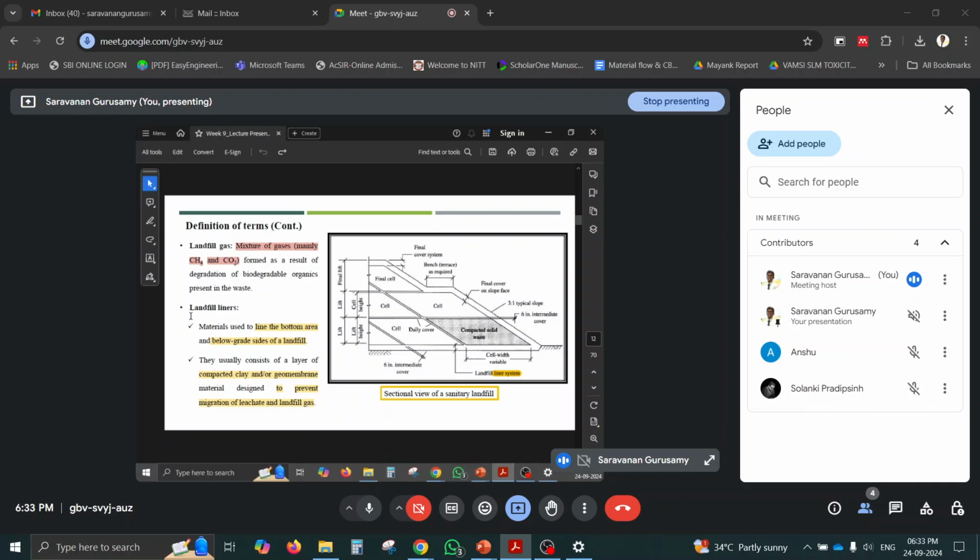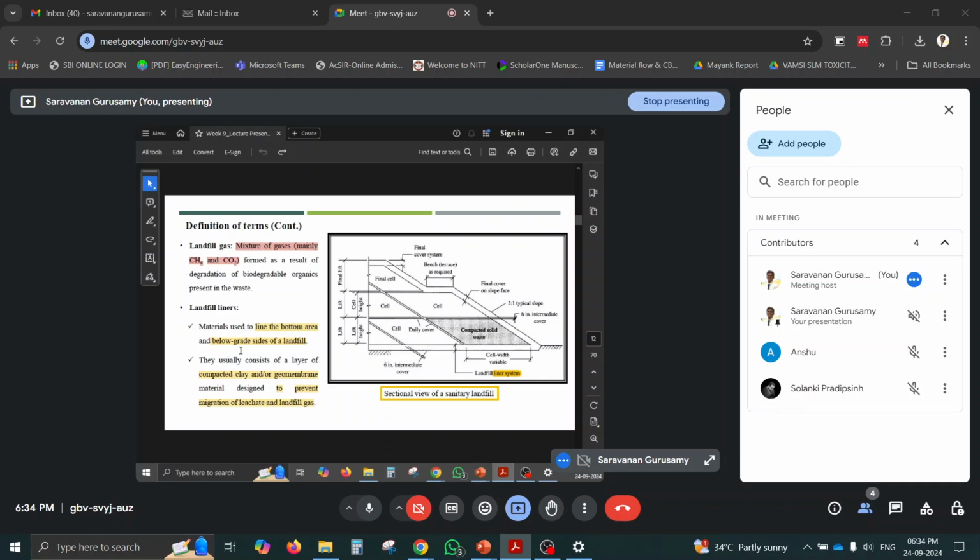Okay. Then landfill liner. Landfill liner is the layer that is kept at the bottom of the landfill. Before starting landfill operation, we have to give a proper cover at the bottom, that is called the liner system. The liner at the bottom area and below-grade sides of the landfill is called the liner system.